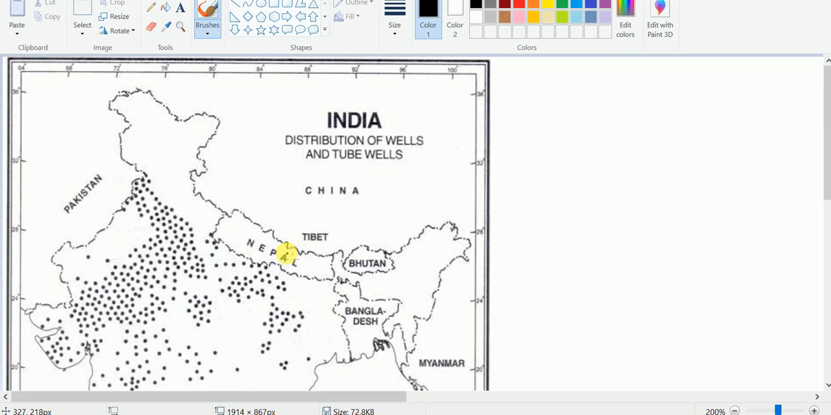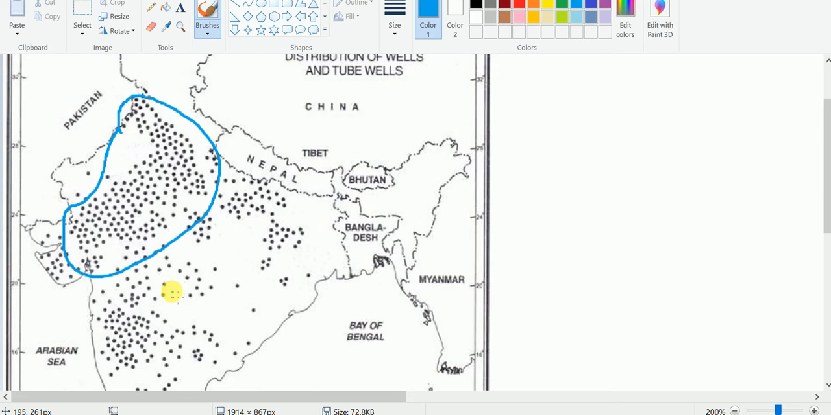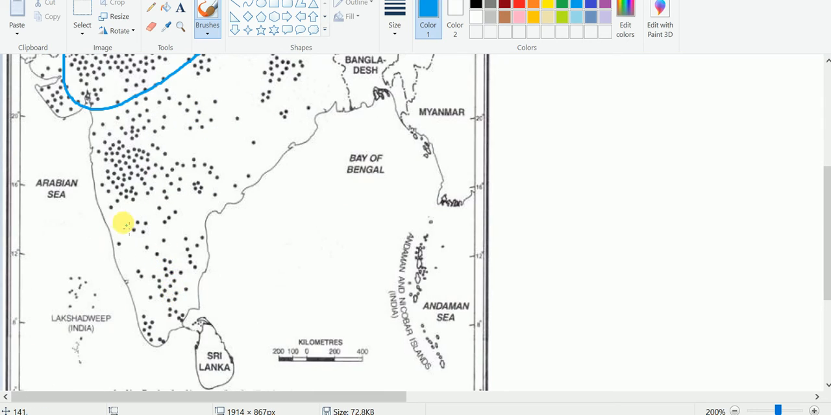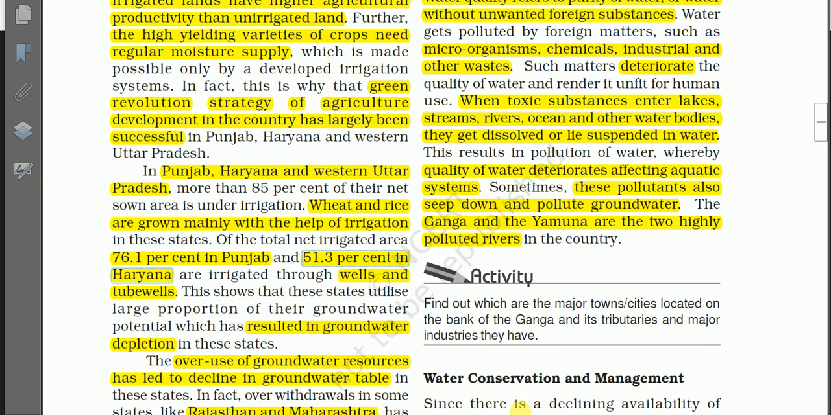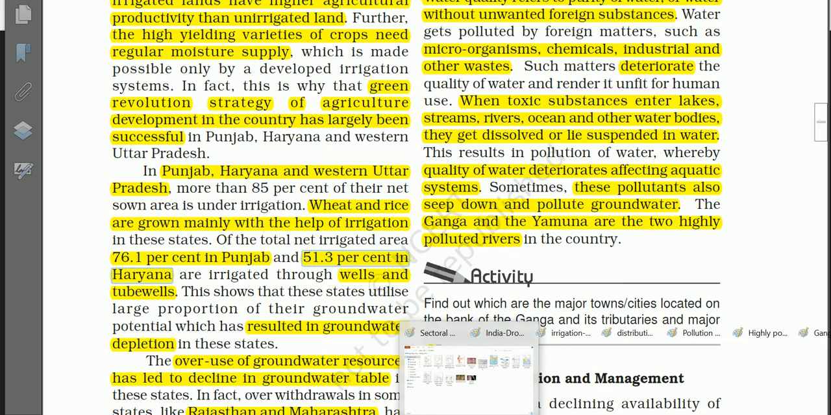This map shows the distribution of wells and tube wells in India, and here also we find a concentration of wells and tube wells in the northwestern part of India. Here in the eastern part of Rajasthan, then Punjab, then Haryana, then the Uttar Pradesh area. And here in southern India also, here in Maharashtra also, we find a concentration of wells and tube wells. And one more, here.